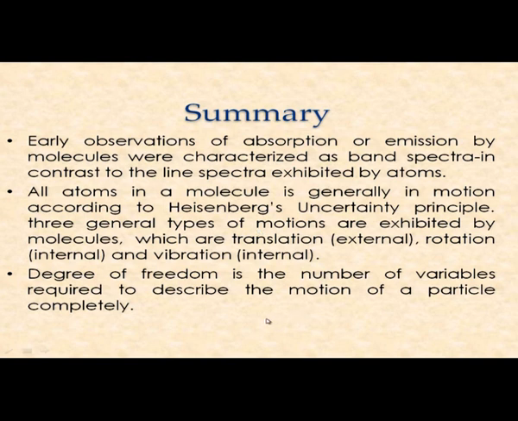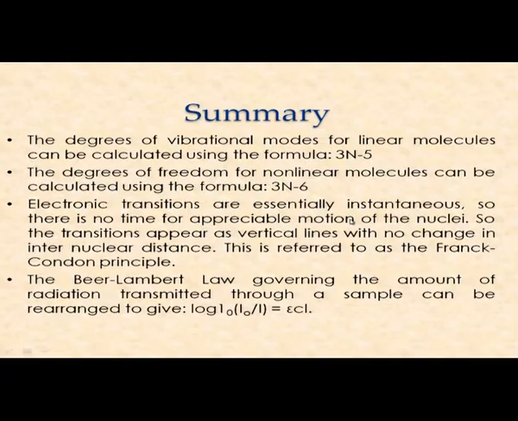Another important parameter to explain the spectroscopic concept is degrees of freedom, which is the number of variables required to describe the motion of a particle completely. The degrees of vibrational freedom for linear molecules can be calculated using the formula 3n minus 5. For nonlinear molecules, it can be calculated using the formula 3n minus 6, where n is the number of atoms in the entity.